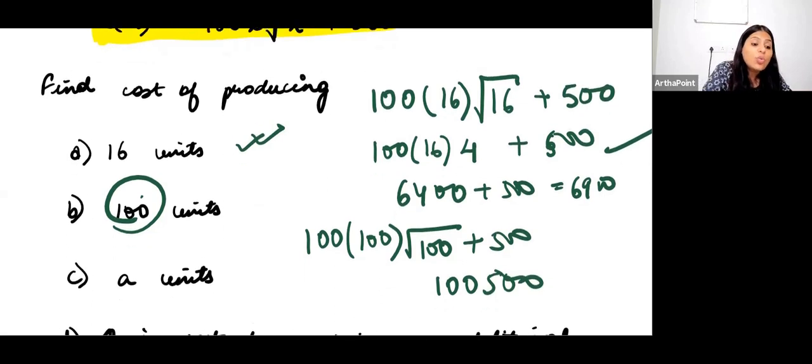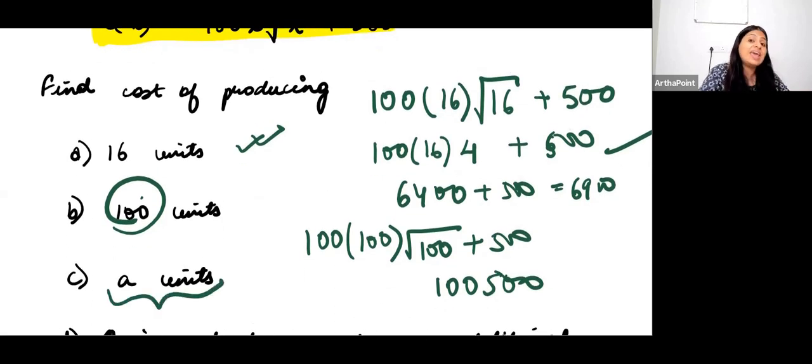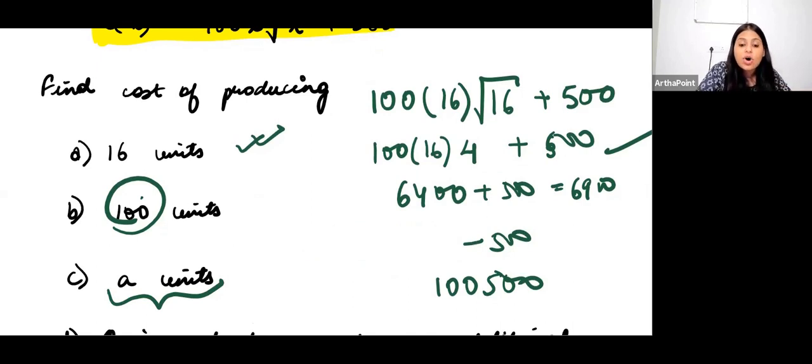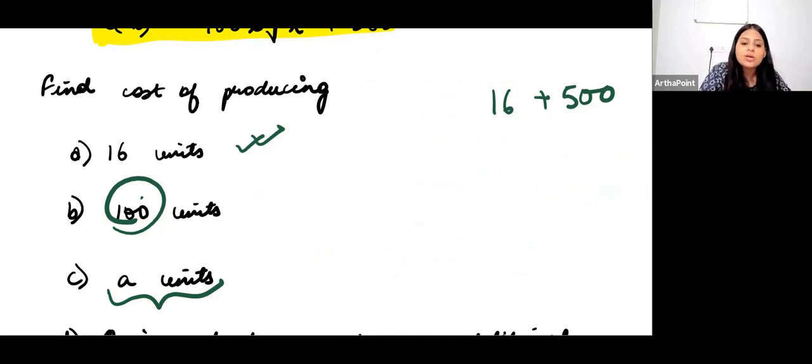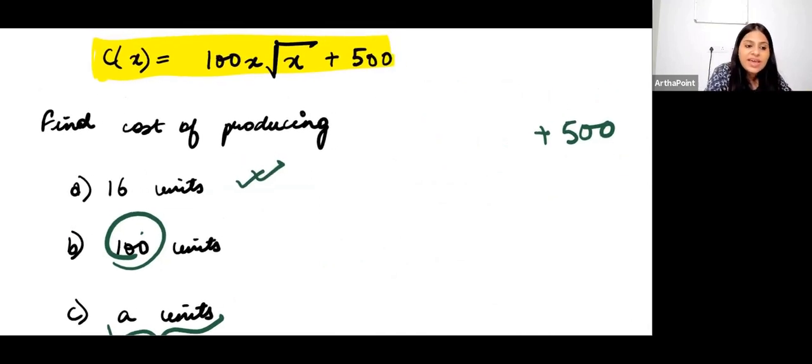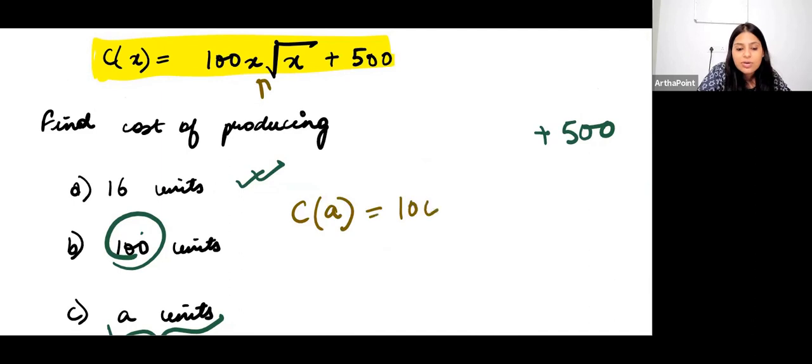Then this asks you, what is the cost of producing A units? If you have to find the cost of producing A units, then what will you do? Instead of X, you will put A. So, the cost of producing A units will be 100 A root A plus 500, and solved.